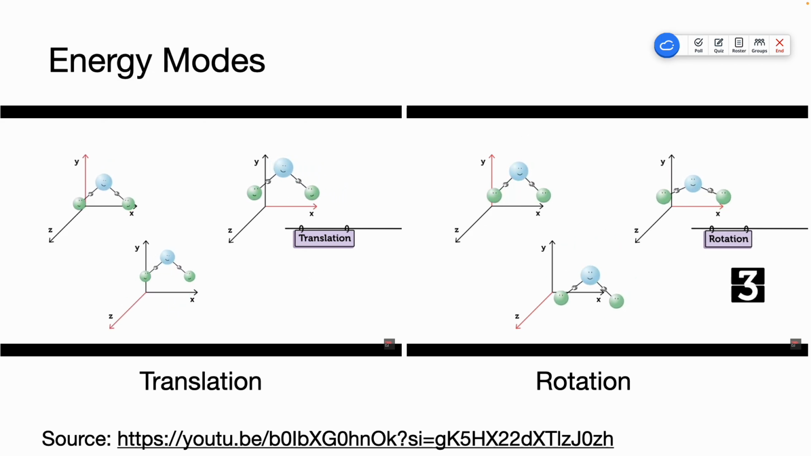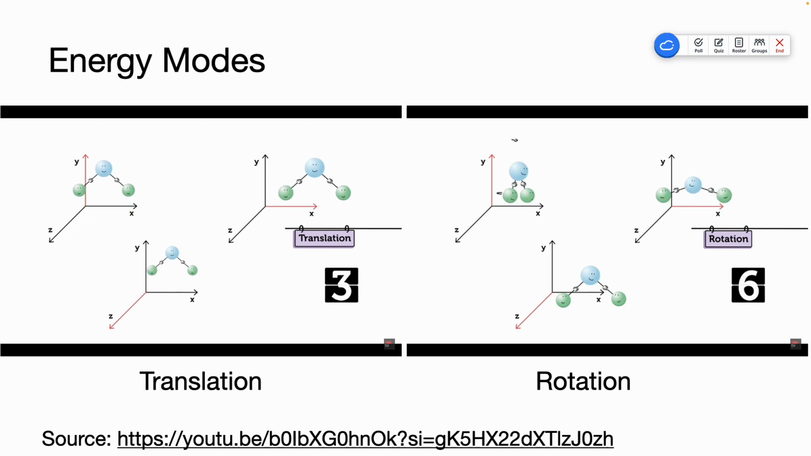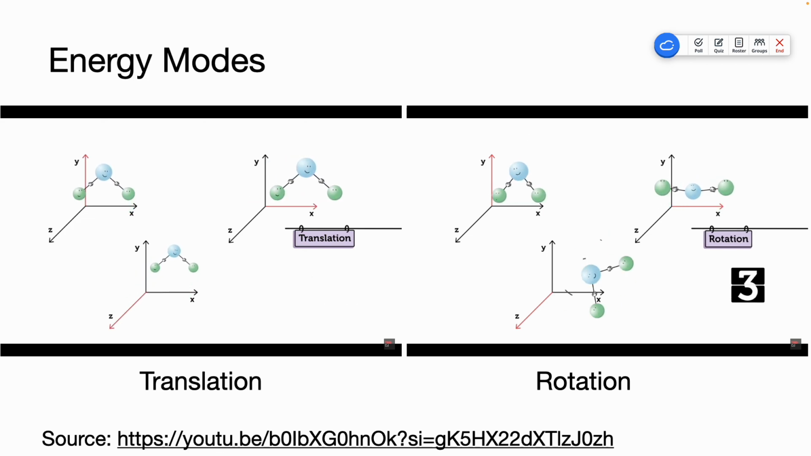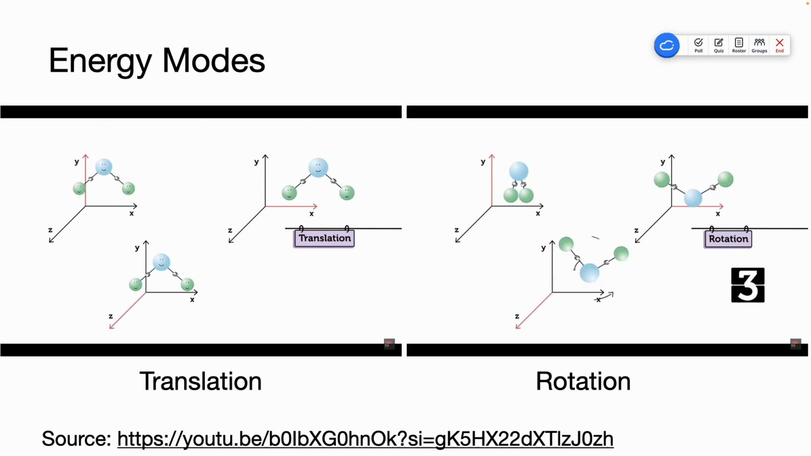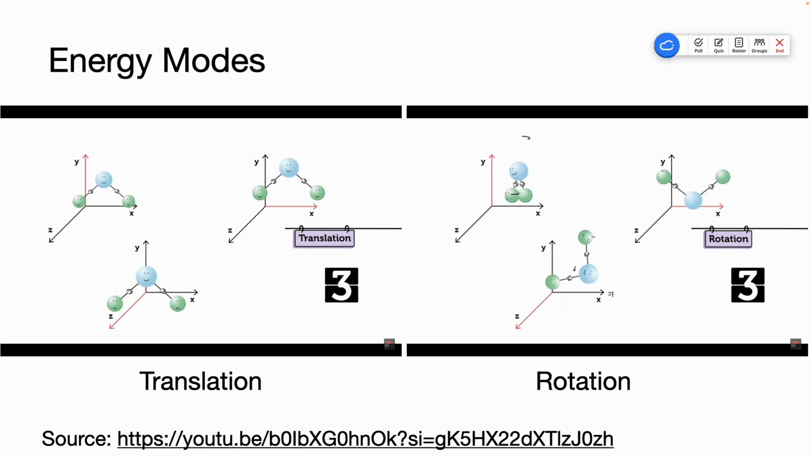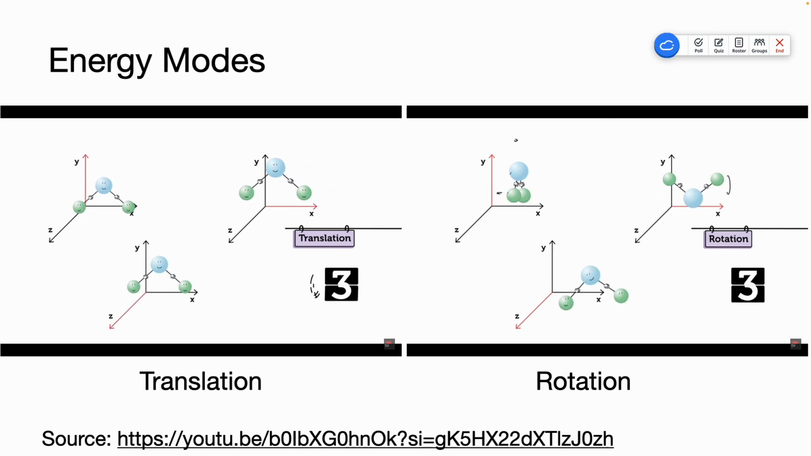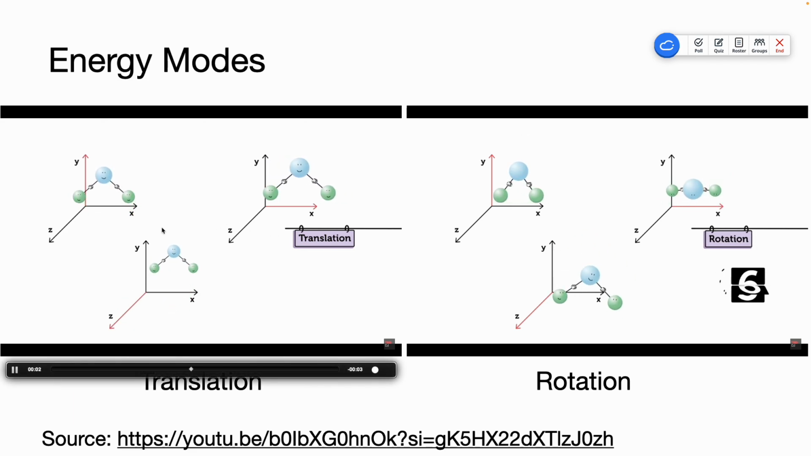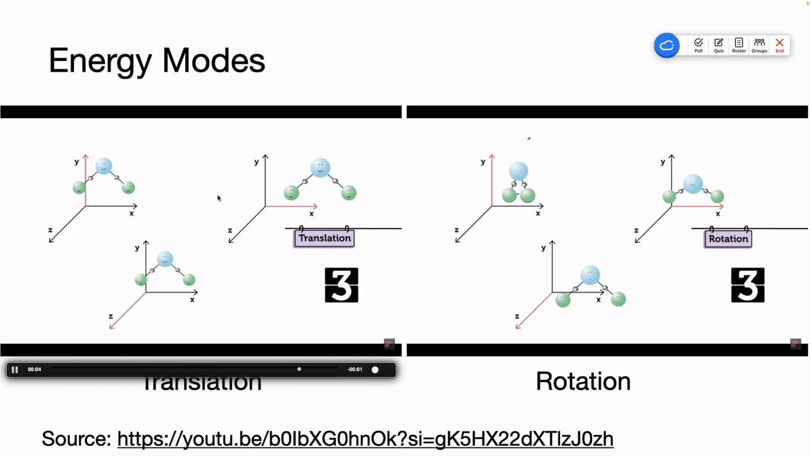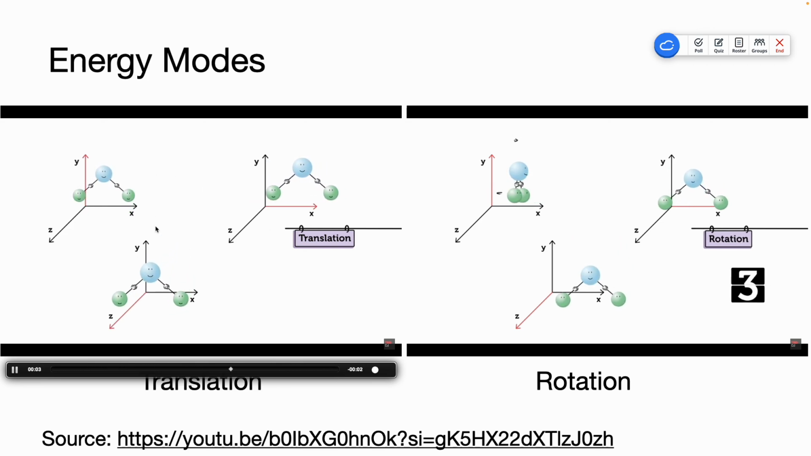What you're looking at is a molecule. It has the same shape as water, H2O. And what you're seeing here is that we live in 3 dimensions. We can move front and back, left and right, top and bottom. So these are the 3 ways a molecule can translate. Translate means just changing its position.